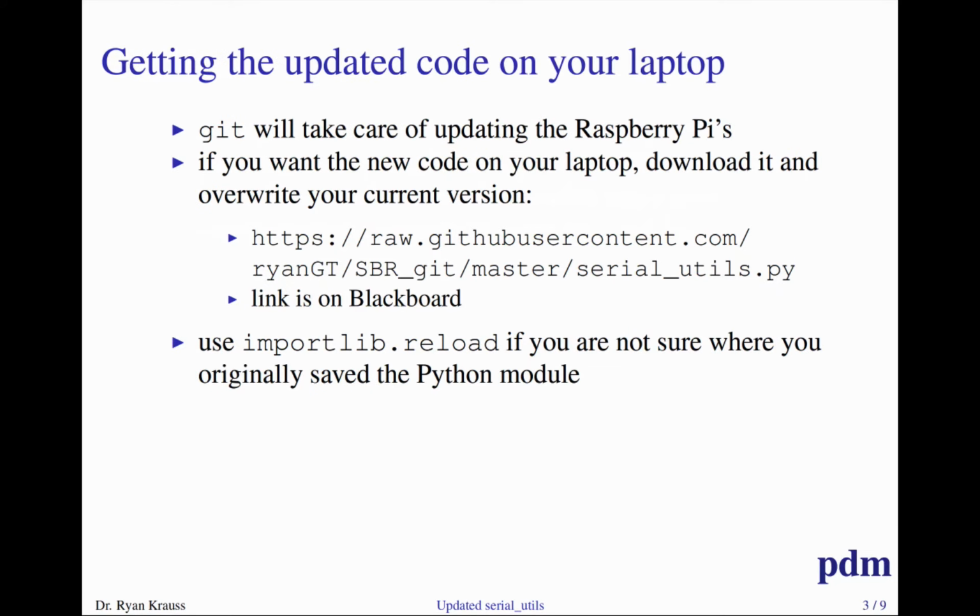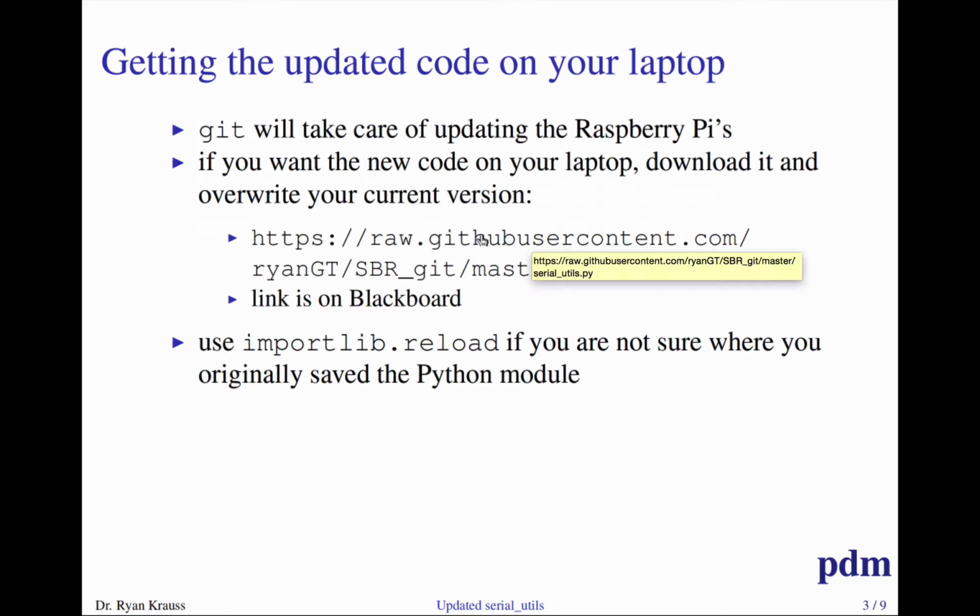If you want to get the most recent version of this on your laptop, then go to here. And that link is also on Blackboard. And then just save over wherever you had serial utils previously installed. And if you're not sure where that was, I also put on Blackboard a little demo file to use the import module to see where I put that. So lectures, this is lecture 19, and updated serial utils.